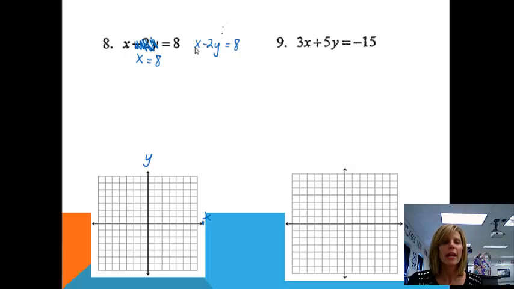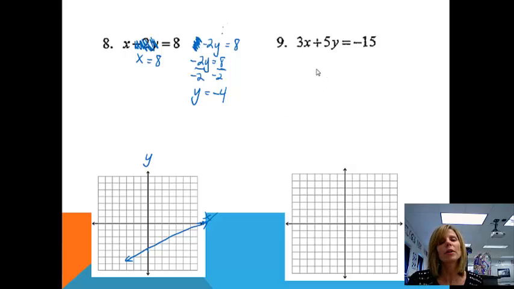Then for the other one, if we want to find the y-intercept, we're just going to cross off the x. We'll let that be 0, and I'll write what I have. I have negative 2y equals 8, and then to solve for y, we'll divide both sides by negative 2. So y will equal 8 divided by negative 2, which is negative 4. So this graph touches the y-axis down at negative 4. And then once again, we're ready to connect the points, and we got it.